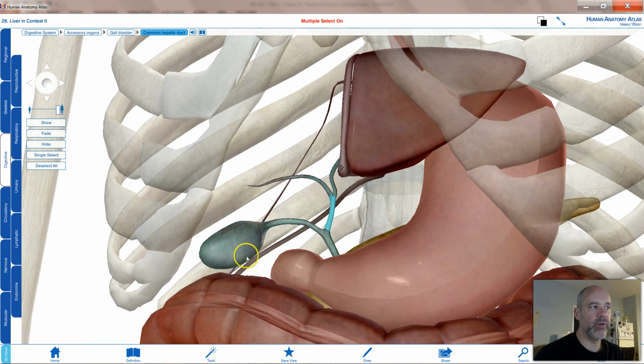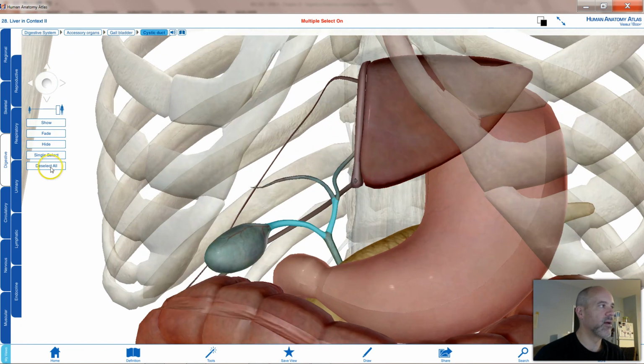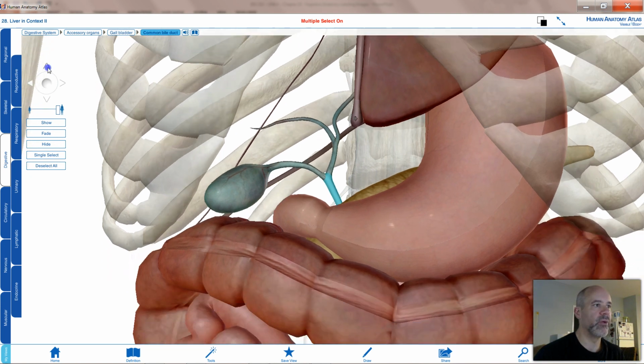Bile gets stored over here in the gallbladder, so it will pass through this duct, and that's called the cystic duct, which extends from the gallbladder this way over here. The common hepatic duct and the cystic duct converge together to form the common bile duct. That's what's highlighted there in blue.